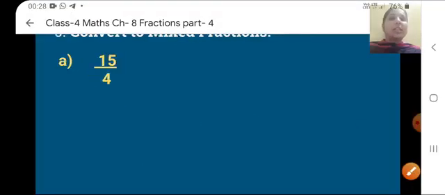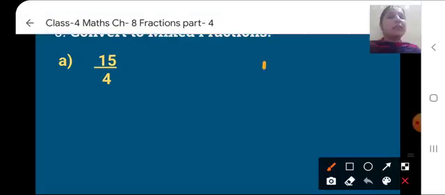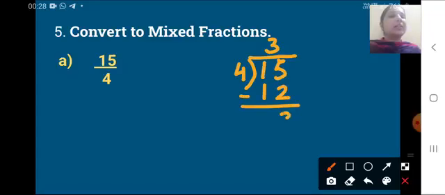Now let's see question number 5. Now an improper fraction is given. You can see 15 upon 4. The numerator is greater than the denominator. It means this is an improper fraction, and we have to convert it to mixed fraction. So first, how will we convert it to mixed fraction? We will divide 15, which is the numerator here, by 4. So 4 3s are 12. So what will we get? 3. Now we will write it as mixed fraction.